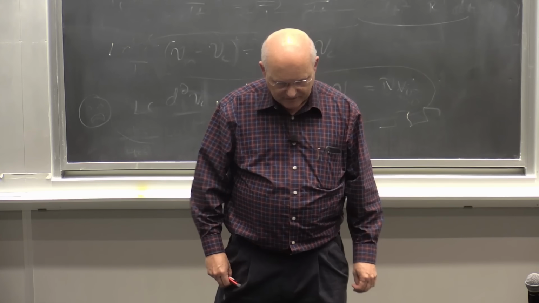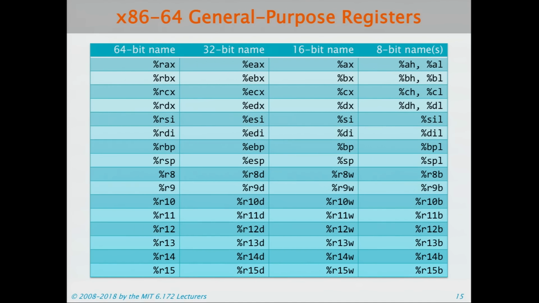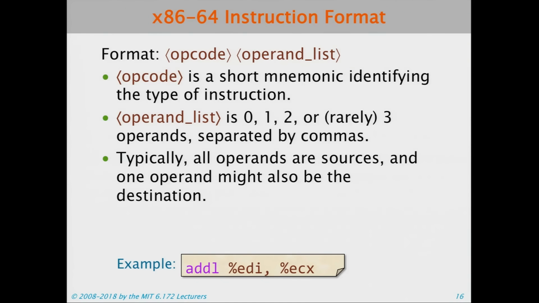And RBP is used to point to the base of the frame, for those who remember their 6004 stuff. So anyway, there are a whole bunch of them, and there are different names depending upon which part of the register you're accessing. Now, the format of an x86-64 instruction is to have an opcode and then an operand list. The operand list is typically 0, 1, 2, or rarely 3 operands separated by commas.